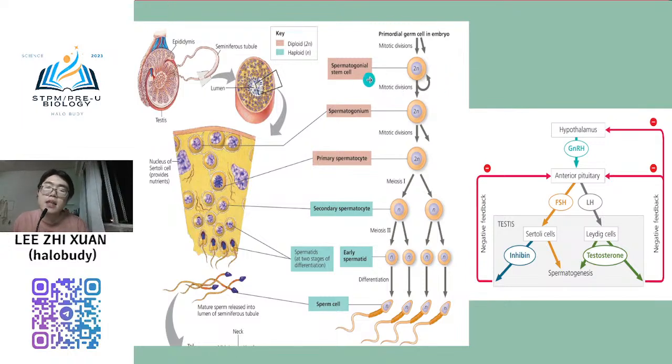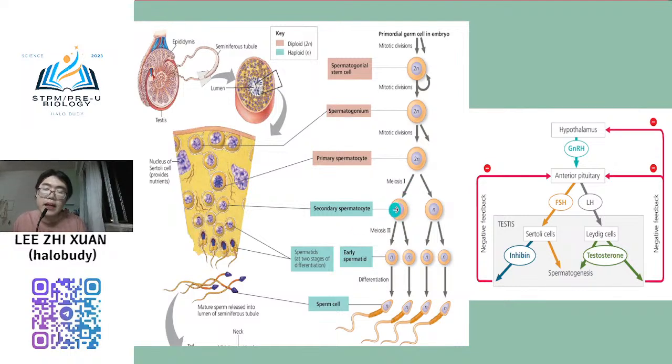Okay, so this stem cell will undergo mitosis to form spermatogonium. This spermatogonium will also undergo cell division, mitosis, to form primary spermatocyte. After becoming primary spermatocyte, meiosis will occur. You already learned in SPM that meiosis occurs twice, meiosis 1 and meiosis 2. The primary spermatocyte will undergo meiosis 1 to form secondary spermatocyte.